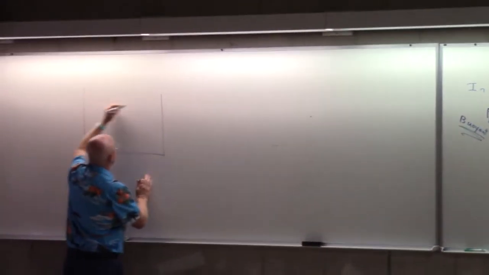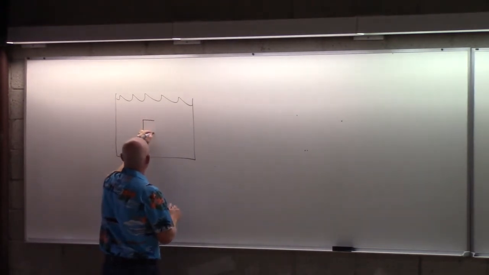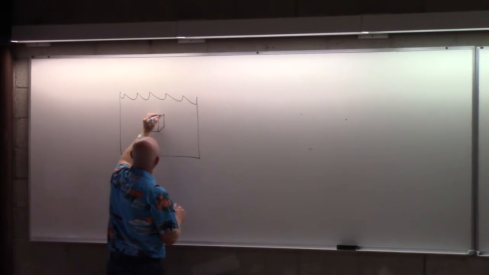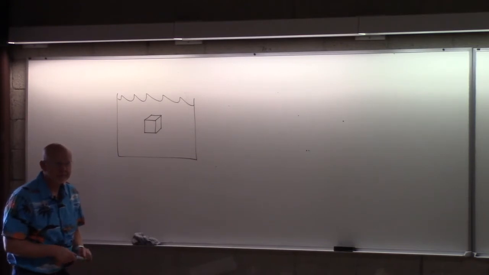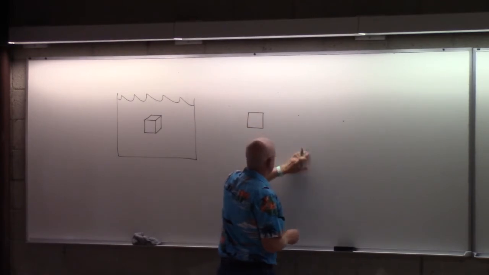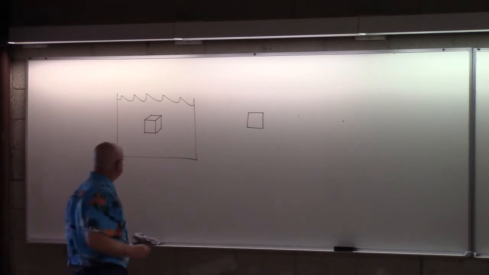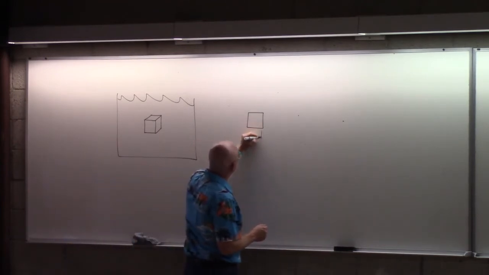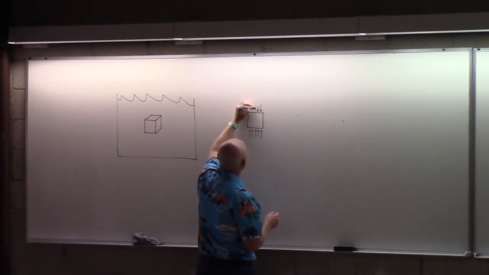And so let me take the aquarium again. Now let me take this object underwater, and to make it easy on me, I'm going to make a cube. In fact, I'm going to make it even easier and just think in 2 dimensions and just make a square. But if you remember, the pressure underneath this box is greater than the pressure on top of the box.